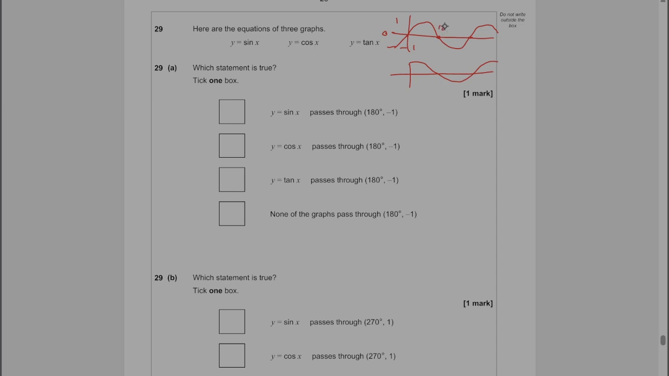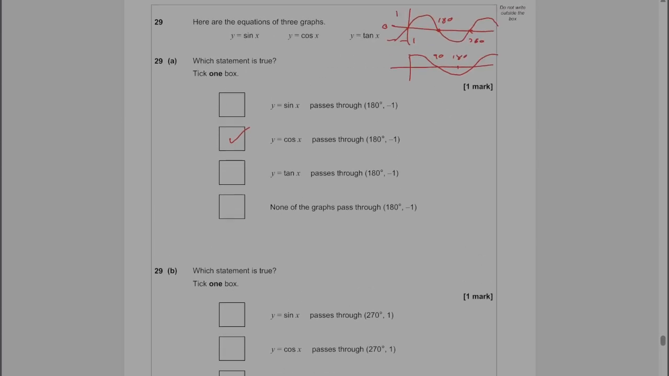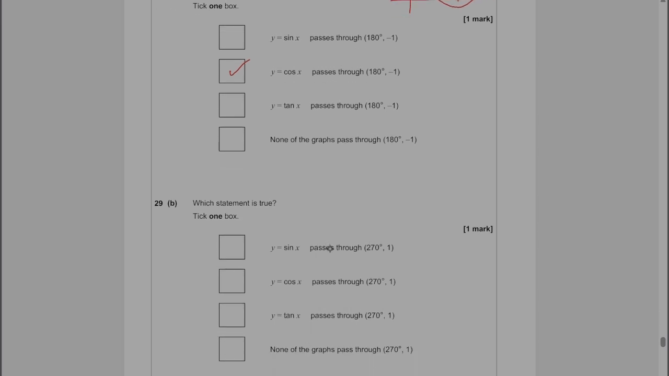So should really say 180 and then 360. This would be 90, 180. So the graph that passes through that will be the graph of cos x. Tan follows a very different pattern. Which of these statements is true?